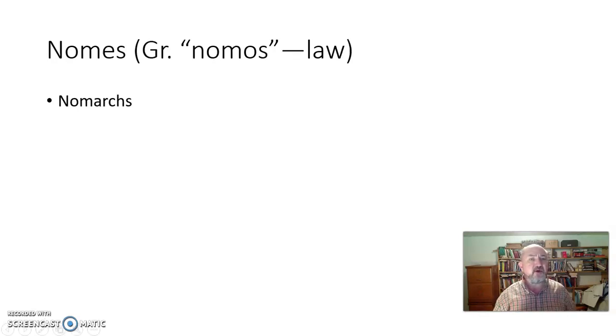The Egyptians called these cities nomes. That's from a Greek word called nomos, which means law. In other words, kind of like a legal district. The Greeks called the Egyptian cities legal districts. Neolithic cities, nomes. I'm kind of stumbling because we don't know what the Egyptians called them.